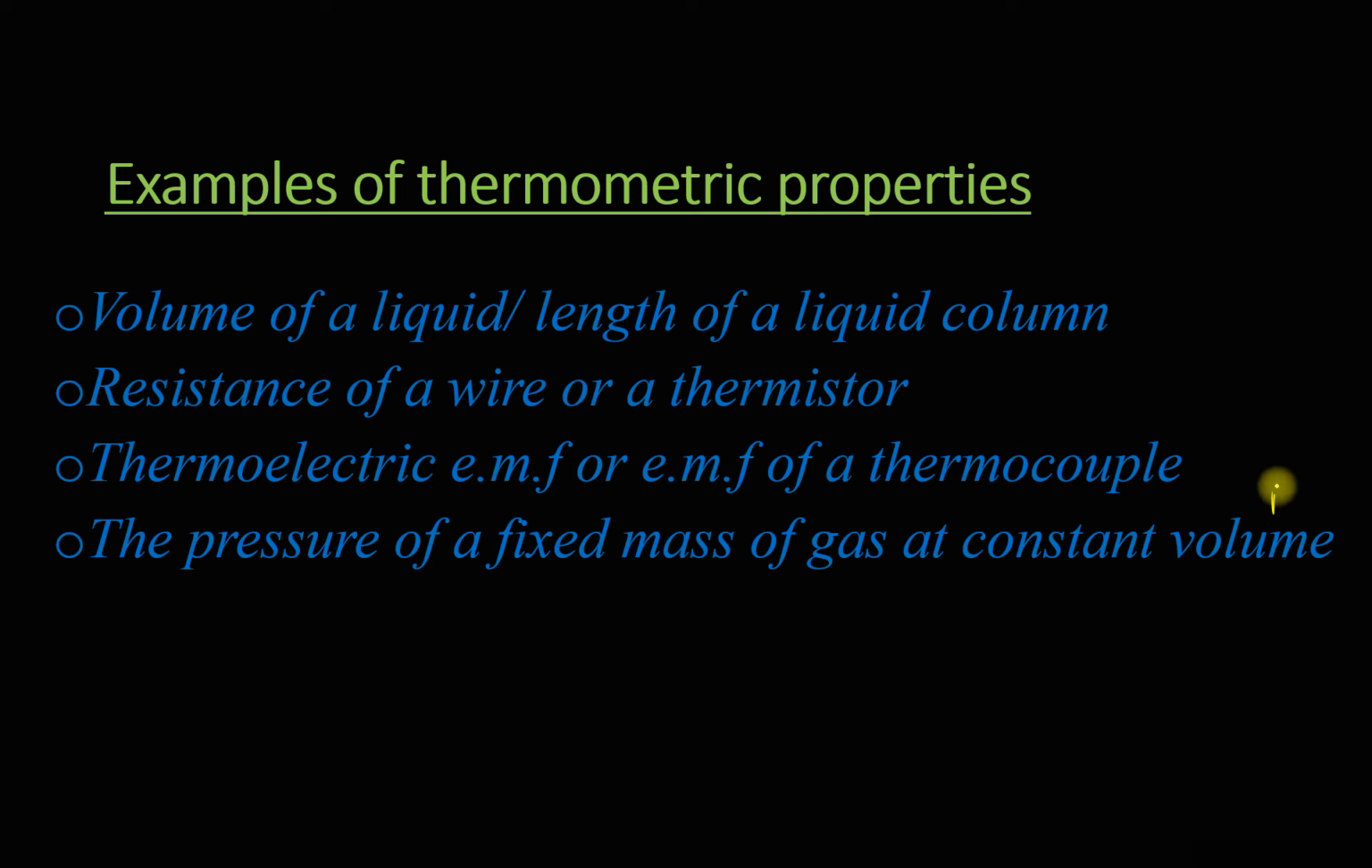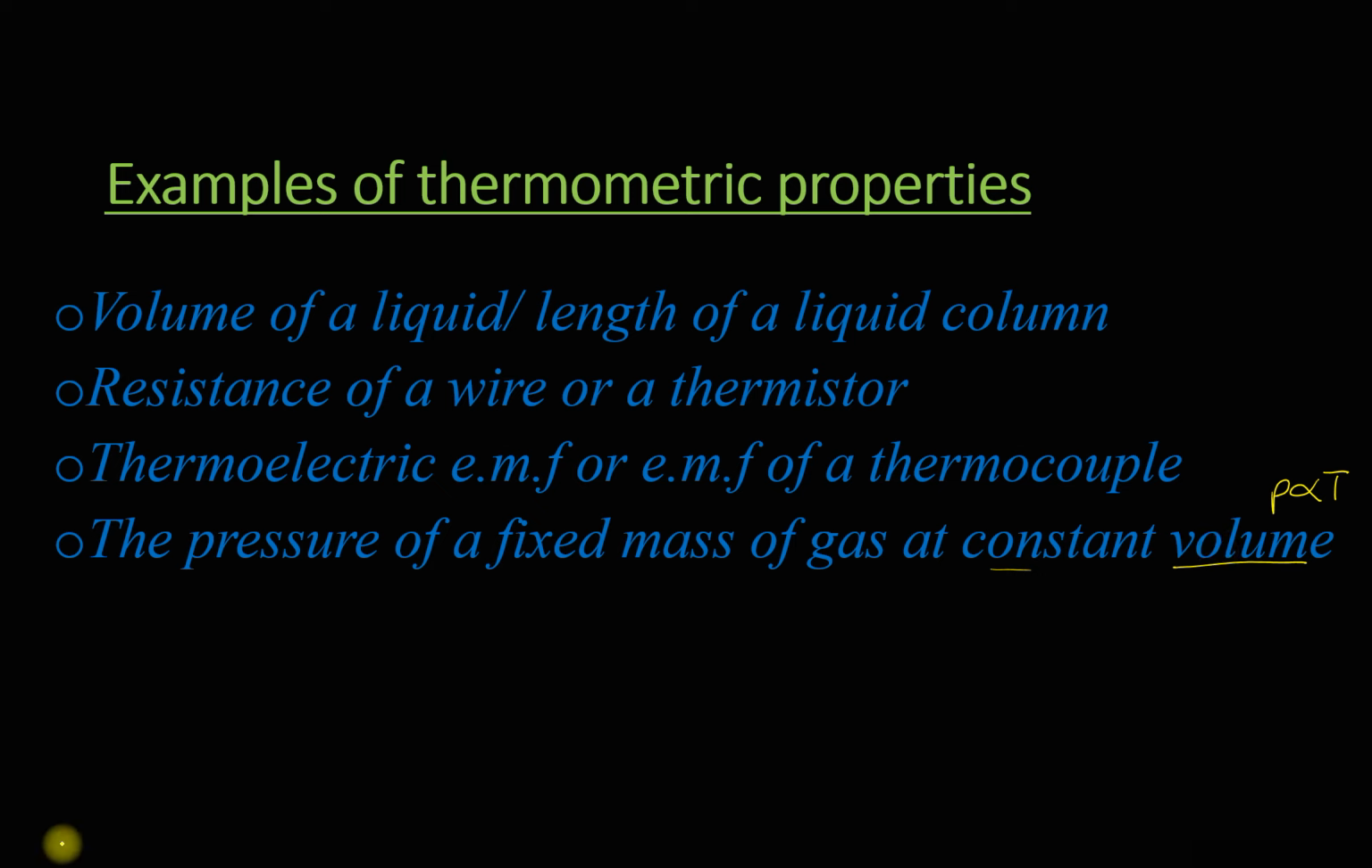We also have the pressure of a fixed mass of a gas at constant volume. We know that the pressure is directly proportional to temperature if the volume is constant. So the pressure of a fixed mass of a gas at a constant volume is also going to act as a thermometric property because it will vary linearly with the temperature.